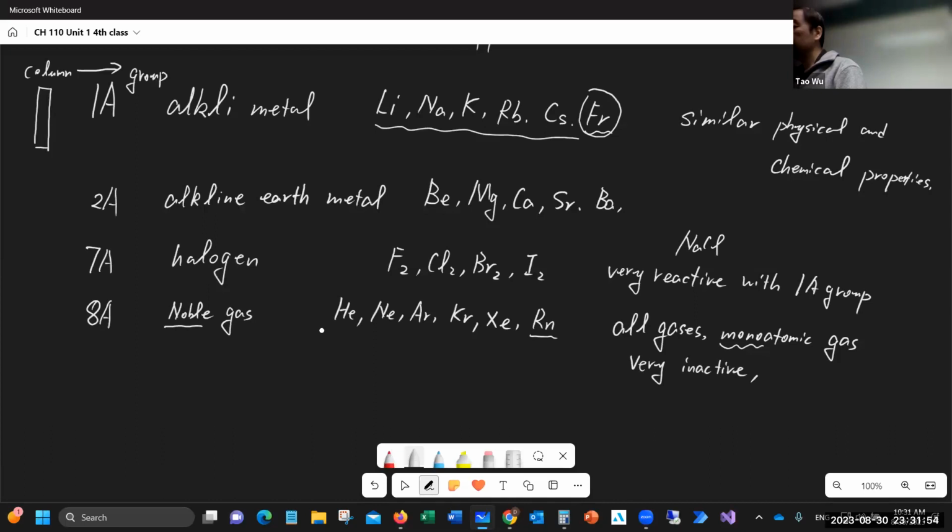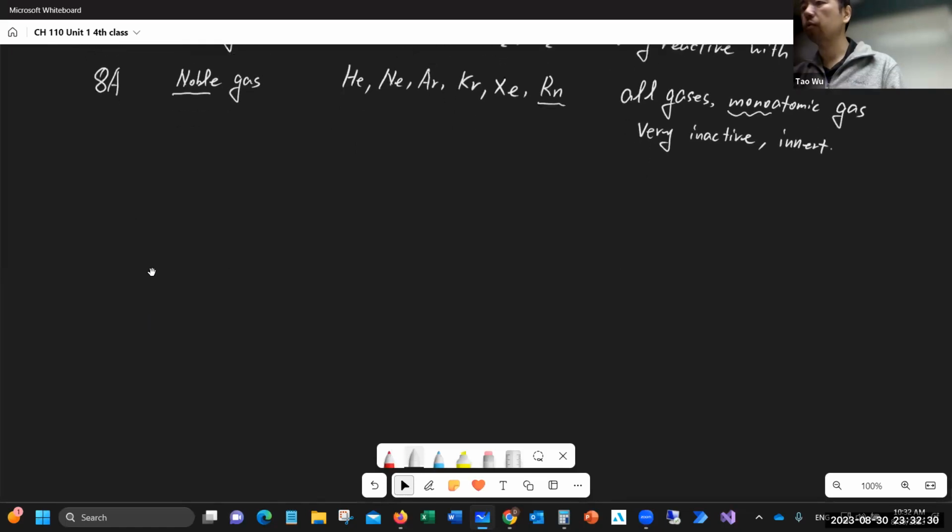Another word we give for inactive is inert. Very, very inert. I think it's spelled like that, or there may be two N's. Very, very inert, which means very inactive. So those are noble gases. Now we talk about the periodic table in groups. In general, elements are grouped together by similar chemical and physical properties.